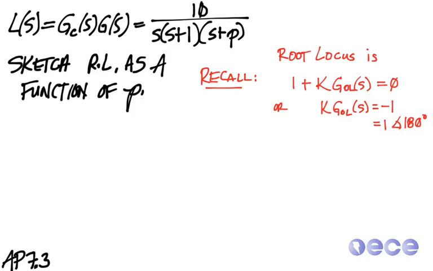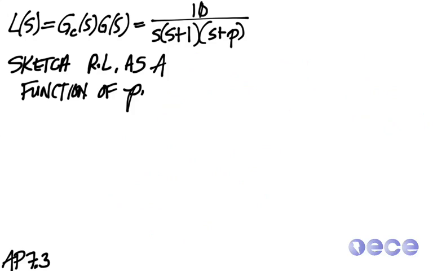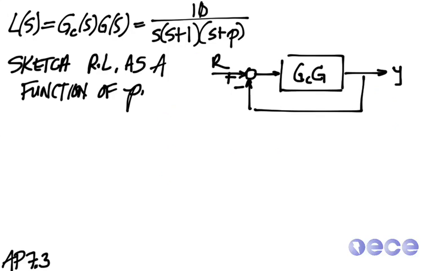So you could put it into MATLAB and vary p from 0 to infinity and see where the poles turn out to be. But I'd rather actually sketch it as a root locus. So let's try to make this function look like 1 plus p times some open loop transfer function equal to 0. So how can we do this?